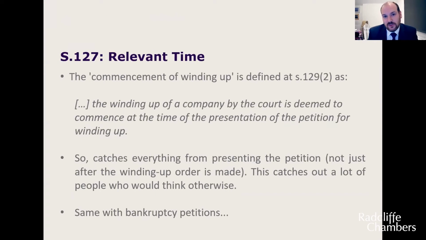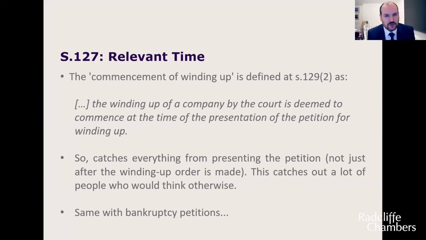But what is the relevant time for Section 127? Well, it's defined as the commencement of winding up. Commencement of winding up, you might initially think, is simply the actual winding up order of the company, but that's not correct. Section 129, subsection 2 notes that the winding up of a company by the court is deemed to commence at the time of the presentation of the petition for the winding up. So we get that period between the presentation of the petition and the actual winding up order, which anyone who has spent a long morning in the winding up court would know can be an extensively long period. That period might see multiple adjournments of winding up petitions and can run to months and even over a year. So it might be a huge period we're looking at.